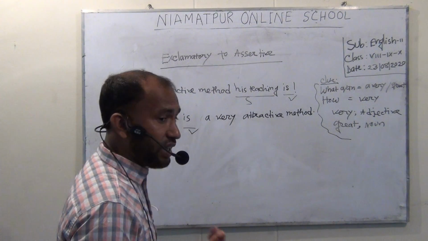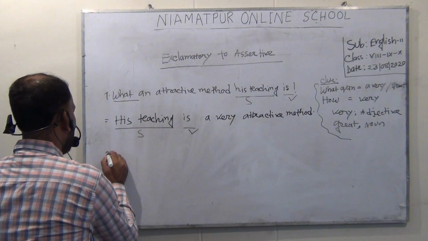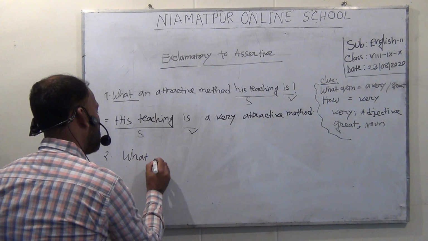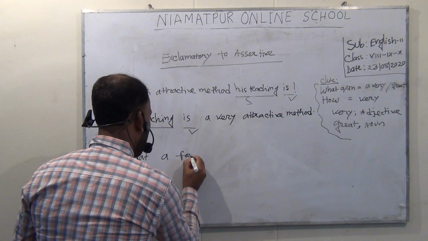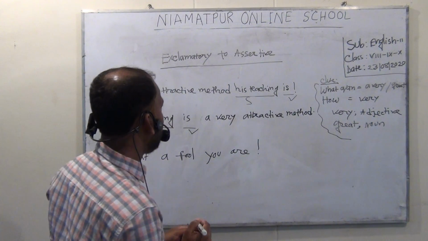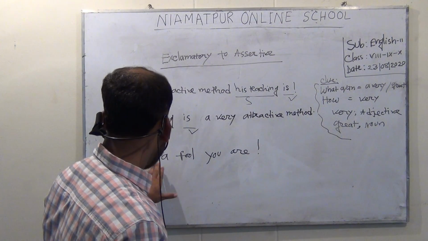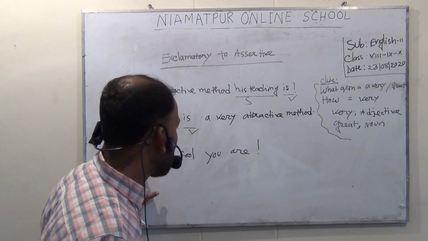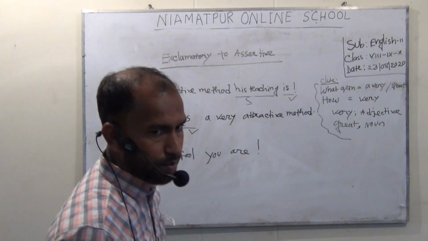So now we can give another example for your better understanding. What a fool, what a fool you are. This is also an exclamatory sentence. You have noticed what a fool you are, what is at the starting position and subject and verb at the end of the sentence. So this is an exclamatory sentence.